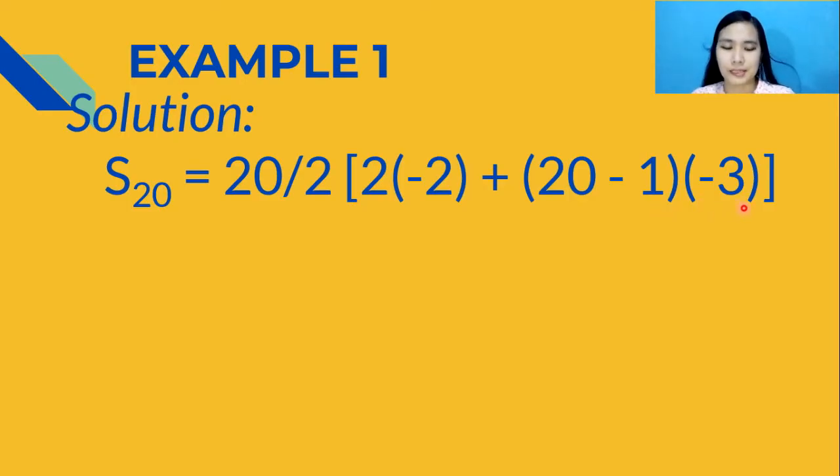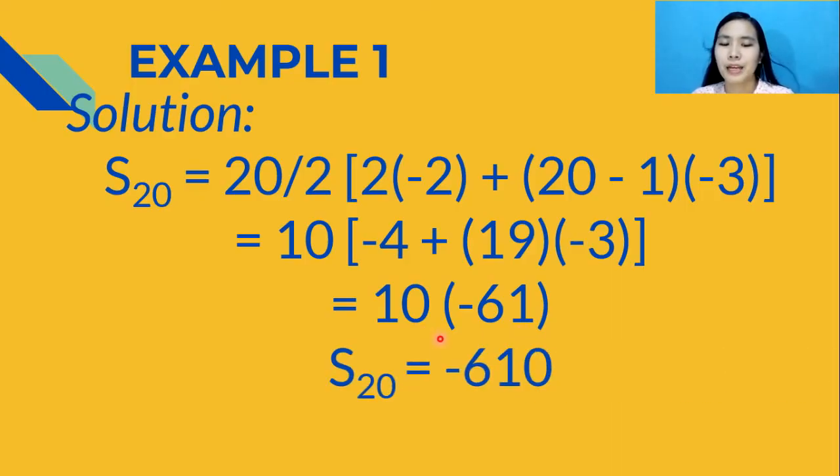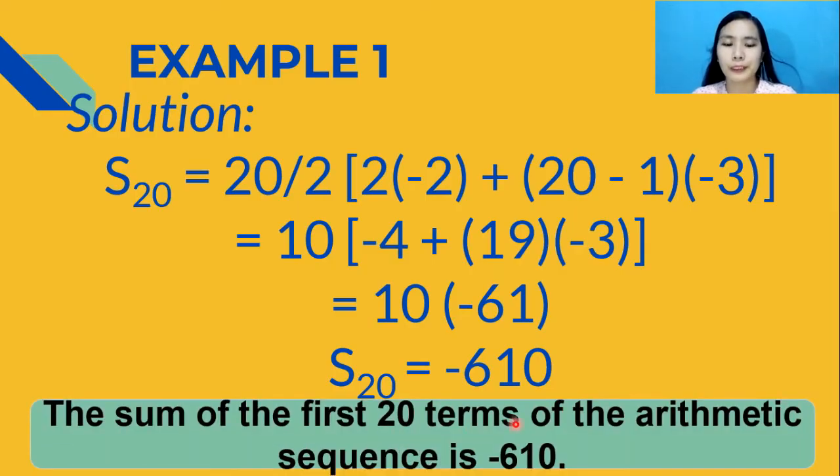So let us simplify this. We have 20 divided by 2 is 10. 2 times negative 2 is negative 4. 20 minus 1 is 19, times negative 3. Then we simplify the terms inside the parentheses, or the grouping symbols. 19 times negative 3, and then you add it to negative 4. That becomes negative 61. And then multiply by 10, the answer will be negative 610. So therefore, the sum of the first 20 terms of the arithmetic sequence will be negative 610.